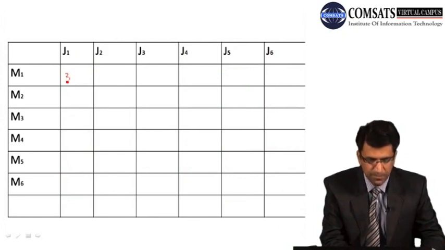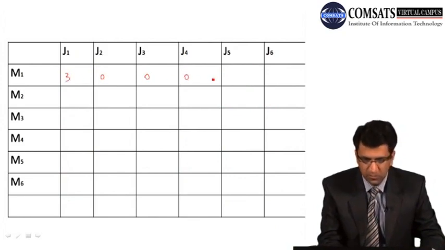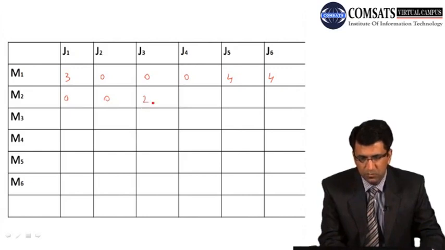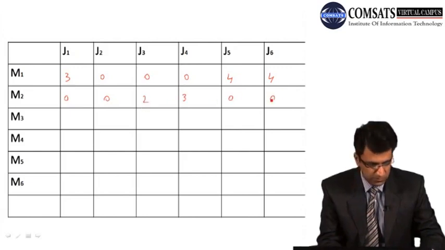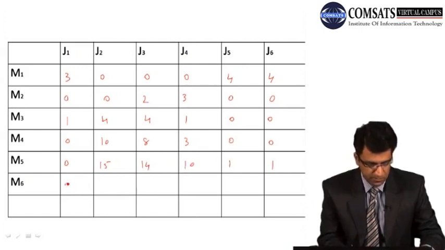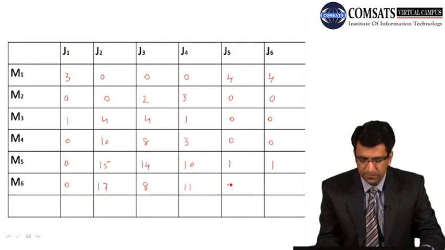These values will become 3, 0, 0, 0, 4, 4, then 0, 0, 2, 3, 0, 0, then 1, 4, 4, 1, 0, 0, then 0, 10, 8, 3, 0, 0, then 0, 15, 14, 10, 1, 1, 0, 17, 8, 11, 0, 0.